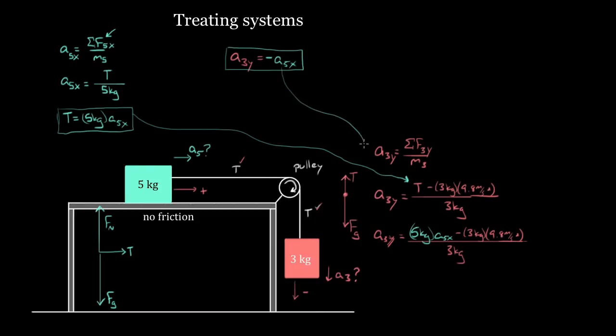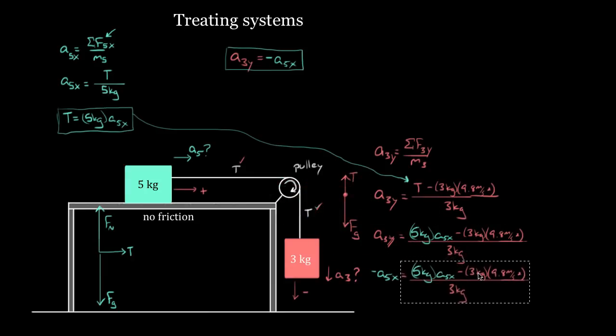So if I take this and just plug it in for a3y right here, I'm going to get negative a5x equals all of this stuff. So I'll just copy this, save some time, copy, paste. Just equals all of that. All I did was plug in what I know a3y has to be equal to, because now look, I've got one equation with one unknown. I just need to solve for what a5x is.